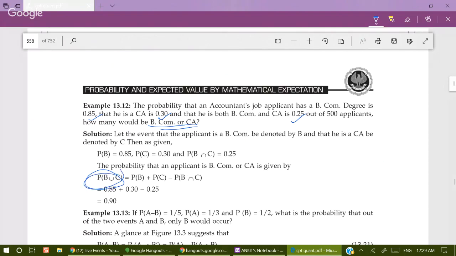So probability of B is 0.85 plus probability of C minus the intersection. This is the addition theorem only, nothing else. This is the direct application of the addition theorem, nothing twisted. So P(A) plus P(B) minus P(A intersection B) is the formula. So 0.85 plus 0.30 minus 0.25, then we get 0.90.